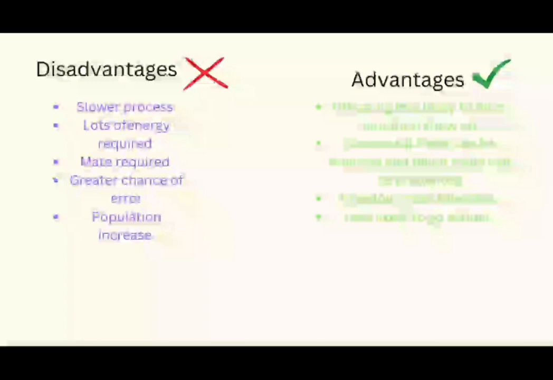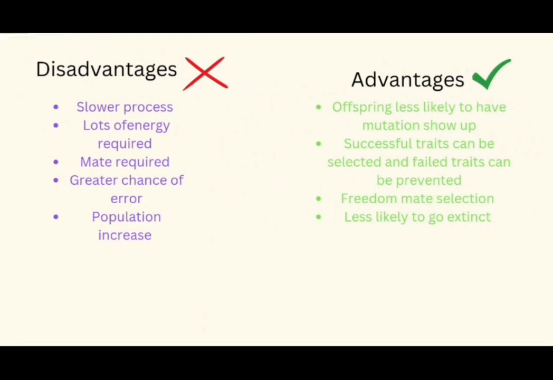Disadvantages of sexual reproduction: slower process, loss of energy required, mate required, greater chance of error, population increase. Advantages of sexual reproduction: offspring less likely to have mutations show up, successful traits can be selected and failed traits can be prevented, freedom of mate selection, less likely to become extinct.